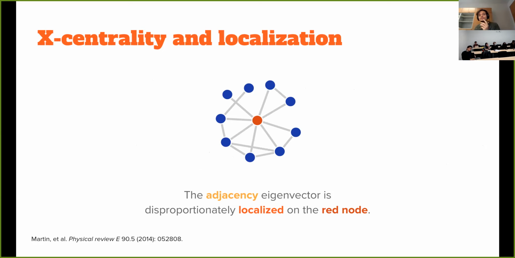So eigenvector localization is the phenomenon by which, for example, if you look at the principal eigenvector of the adjacency matrix of this graph, everybody here will be able to tell me that the red node is going to have a large component there, so a large eigenvector centrality, and all of the other blue nodes are going to have a smaller eigenvector centrality. But what eigenvector localization says is that the red node has a huge amount of centrality, while all of the blue nodes have about the same centrality. And that is good and bad.